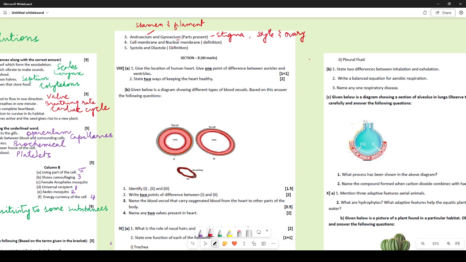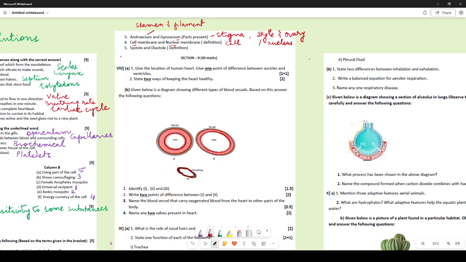Cell membrane and nuclear membrane. Now cell membrane covers the cell and nuclear membrane covers the nucleus. So one covers the cell and one covers the nucleus. It is the outermost covering of the cell, and the other is the covering of the nucleus.